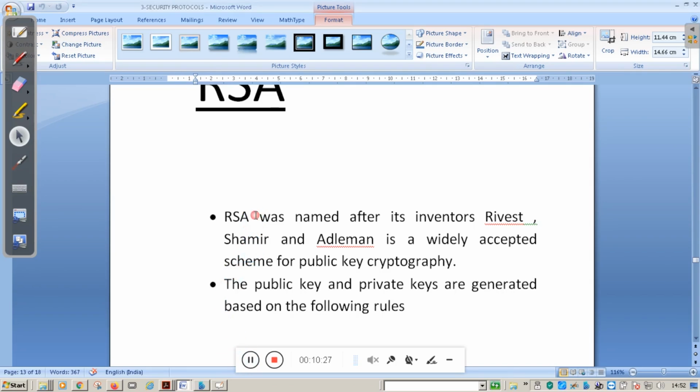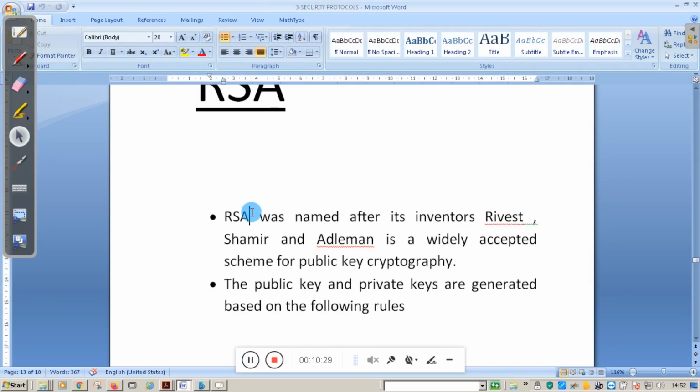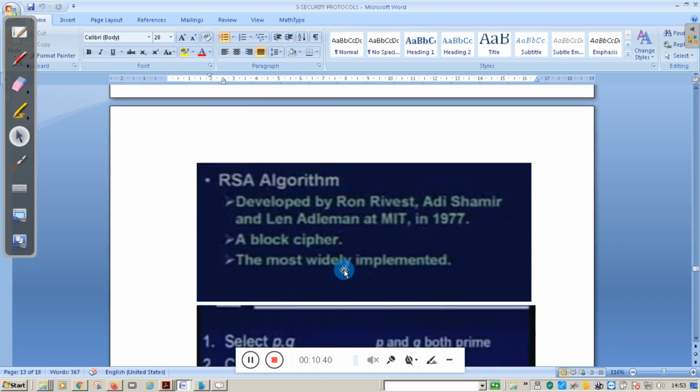The algorithm is called RSA. RSA was named after the inventors Rivest, Shamir and Adleman. It is a widely accepted scheme for public key crypto system. So how does this RSA work? RSA was developed by Rivest, Shamir and Adleman in 1977. It is a block cipher. In my earlier video I explained the difference between block cipher and stream cipher. It is the most widely implemented algorithm.